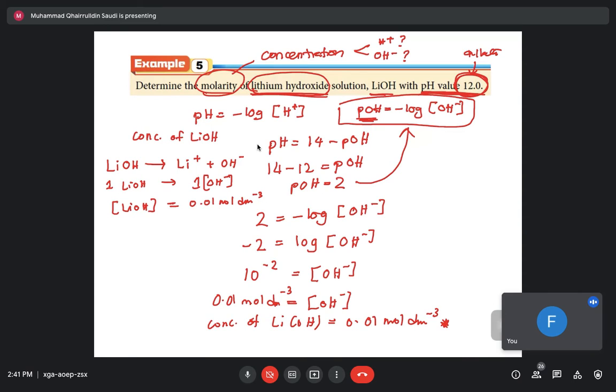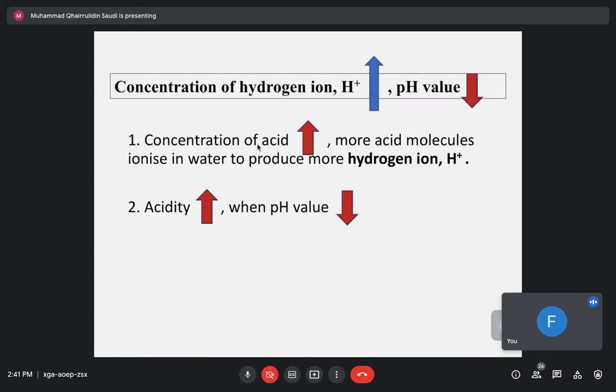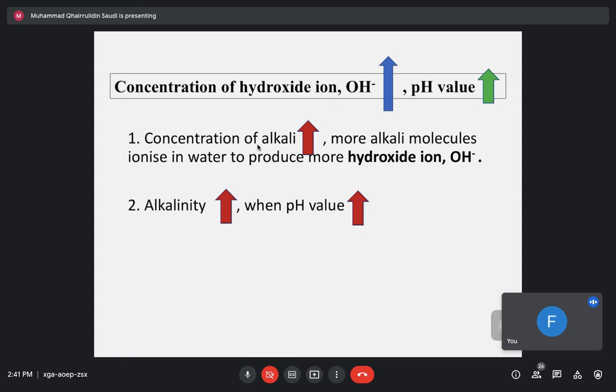Okay, so daripada apa yang kita kira tadi and daripada pH value, we know that when the concentration of hydroxide ion increase, the pH value increase. Okay, the concentration of alkali increase, so more alkali molecule ionized in water to produce hydroxide ions. So that's why the pH value increase. So kita tahu kan strong alkali pH value dia higher. Kenapa pH value higher? Because the concentration of hydroxide ion is higher.